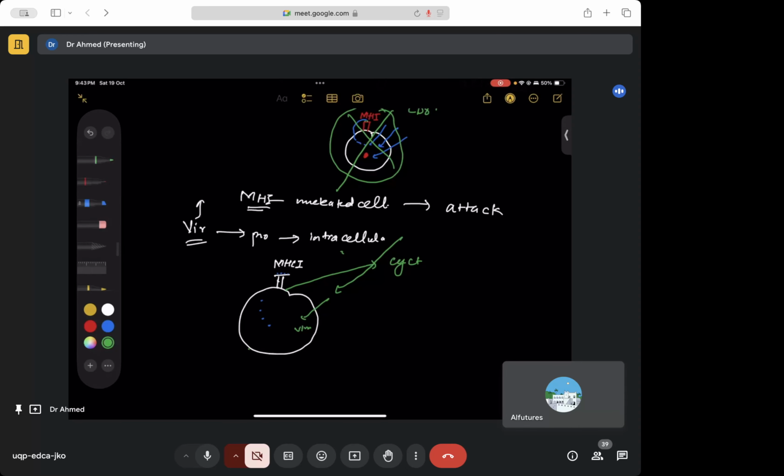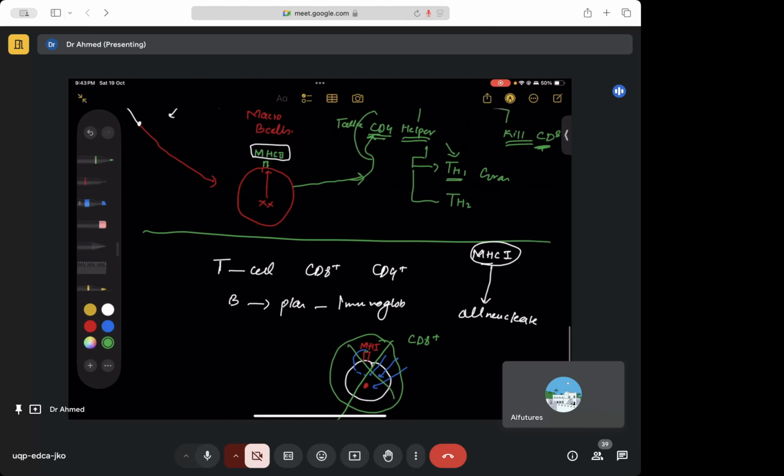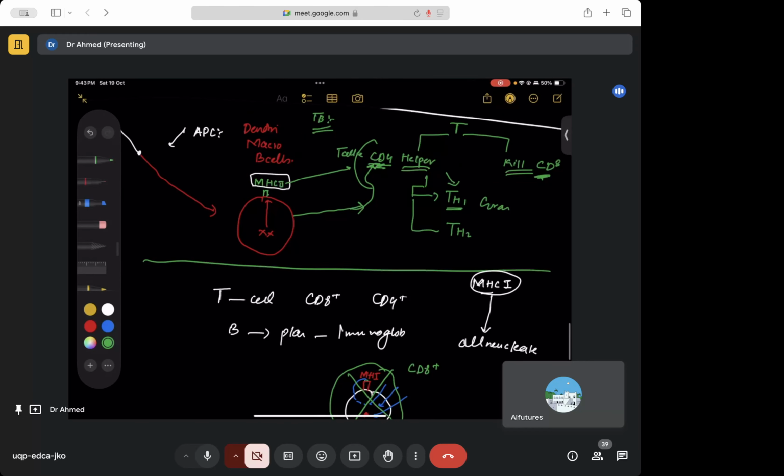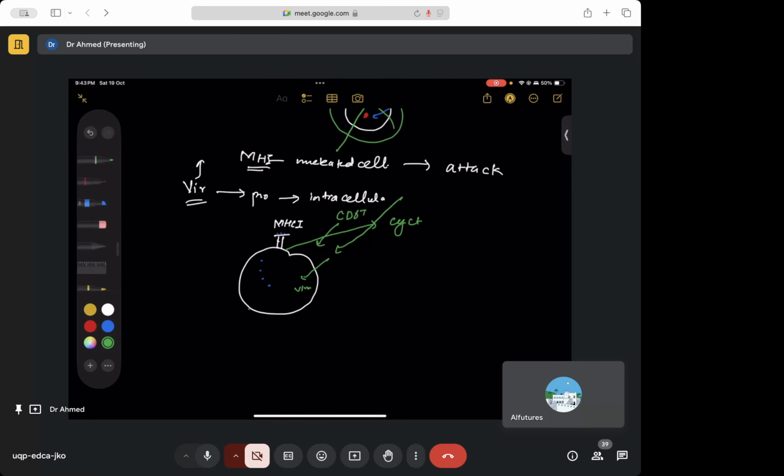So the cytotoxic CD8 positive T cell will come and attack. CD4 cannot come. CD4 is only going to bind to MHC class 2, which is present on your antigen presenting cells, right? Sometimes all of the bugs have virulence factors to save themselves from our immune system. So one of the virulence factors of the virus can be that it does not let this cell make MHC class 1, simply.